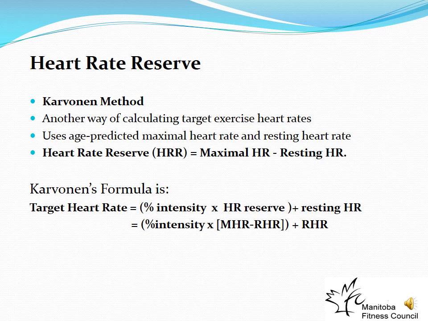Okay, so once again, we could determine that we want to be working at 60% of our heart rate reserve, right? So we will know what percentage we want. So you use your age predicted maximal heart rate and your resting heart rate. So the heart rate reserve, HRR, is maximal heart rate minus resting heart rate. So his formula: you will determine in advance what intensity you want the individual working at, and you will multiply that by their heart rate reserve, which is their maximal heart rate minus their resting heart rate. When you have that number, you add back in your resting heart rate.